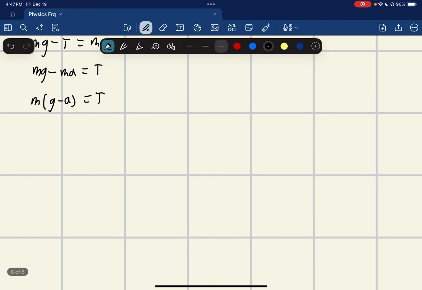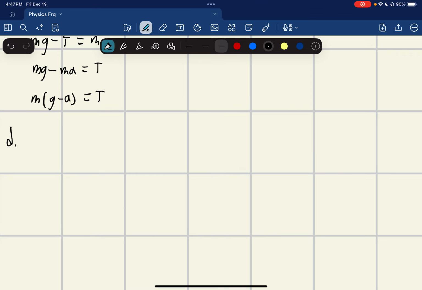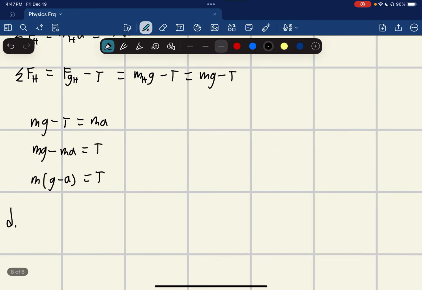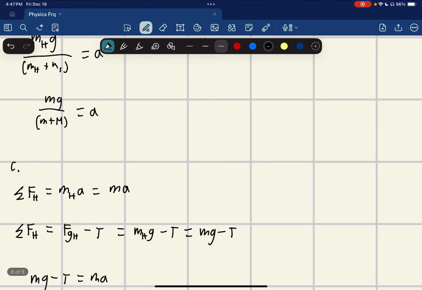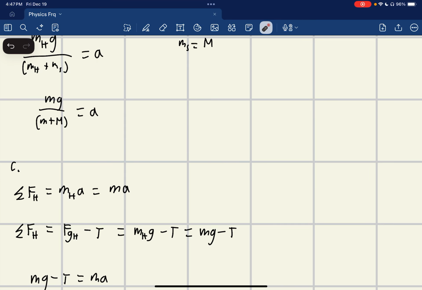Okay, part D asks us what effect increasing the mass of sliding block M will have on the acceleration A and tension T. So increasing the mass of block M, or block S, would decrease the acceleration, because using the equation we found in part B, A is equal to lowercase mg divided by lowercase m plus capital M. So if we increase capital M, that means you are dividing by a bigger number, and if you're dividing the same number by a bigger number, it makes it smaller, so your A would be smaller.